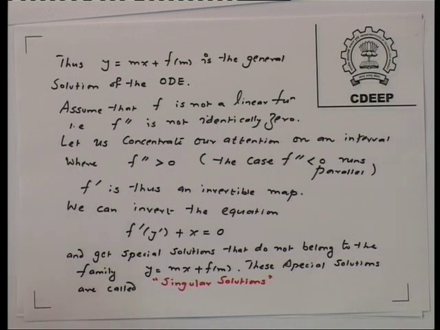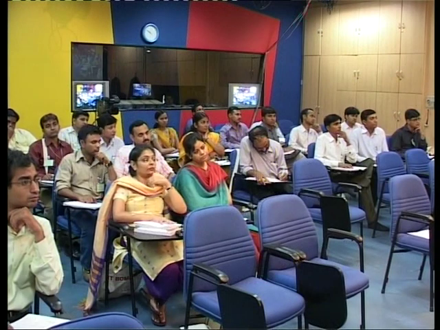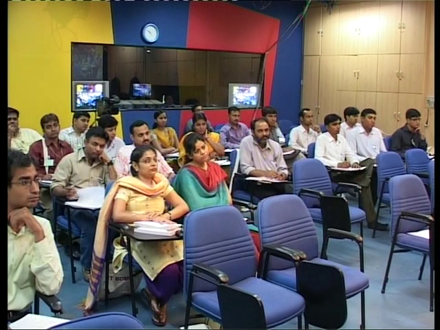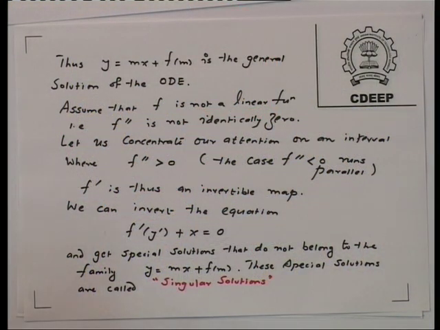And if you have a strictly increasing continuous function, then it is invertible. You can find the inverse. Will it be 1 to 1? It has to be 1 to 1 because it is strictly increasing. I am looking at continuous functions, so the image of an interval is an interval. So you have a 1 to 1 map from an interval onto some other interval. It's a bijective function. You can invert it. So f prime inverse exists.